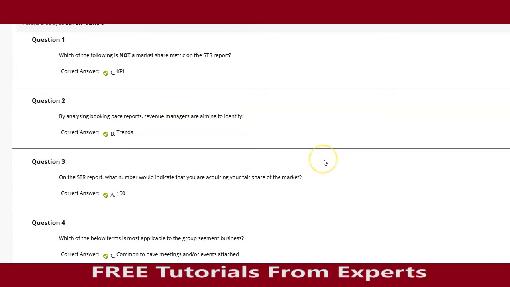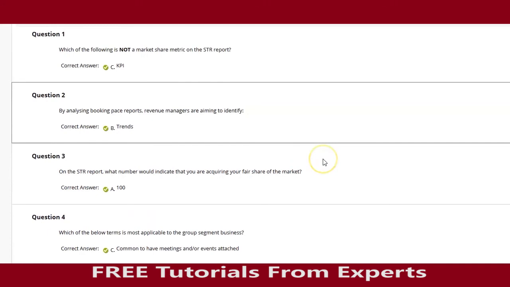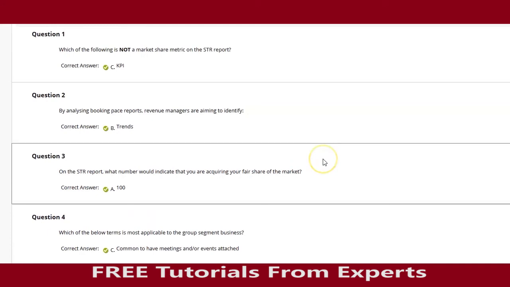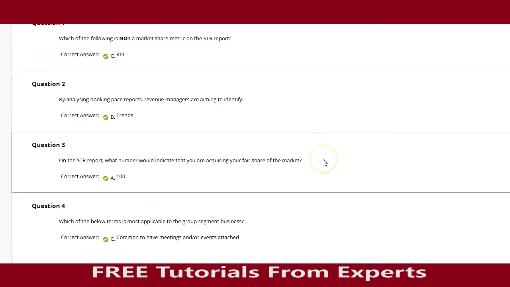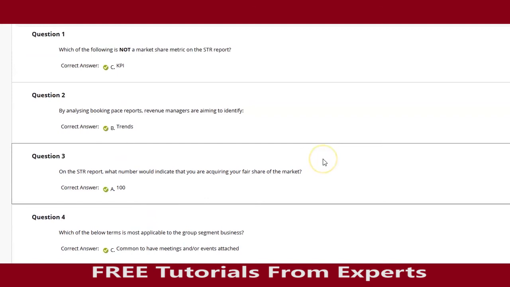So as you can see, number one: which of the following is not a market share metric on an STR report? And as you can see, the answer, as we did it, is the KPI, key performance indicators. By analyzing booking pace reports, revenue managers are simply trying to identify the trends.